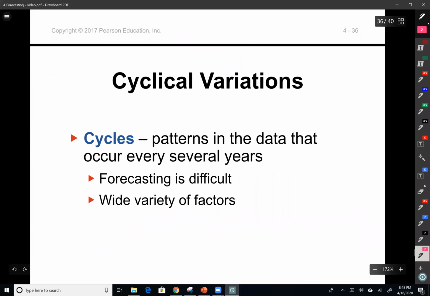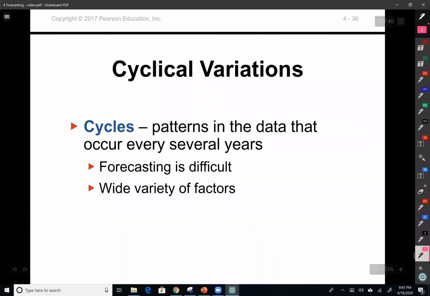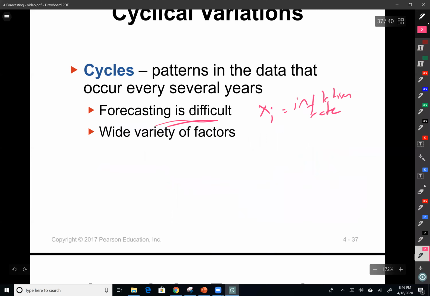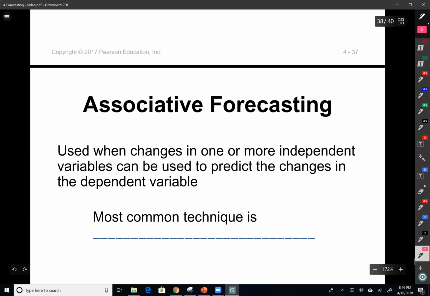If you have cycles, which are longer than a year, as we talked about in the previous video, then things are a little bit more difficult, and you need to understand other independent variables, x sub i's, such as, for example, inflation rate, business cycles, and so on. You need to consider those in your multivariate analysis, or instead of using simple linear regression, maybe you will use multiple variables to describe or forecast your dependent variable.